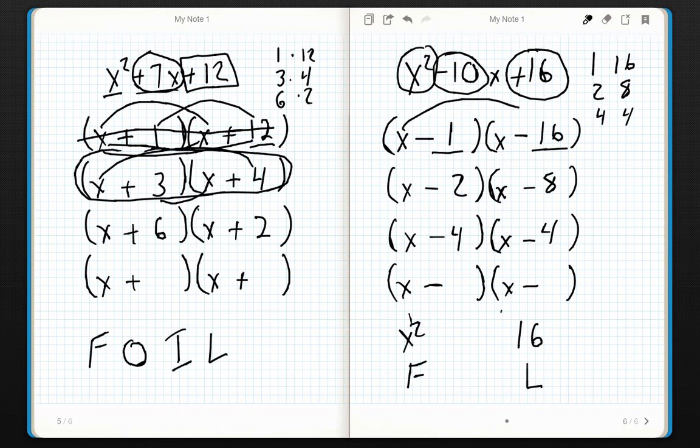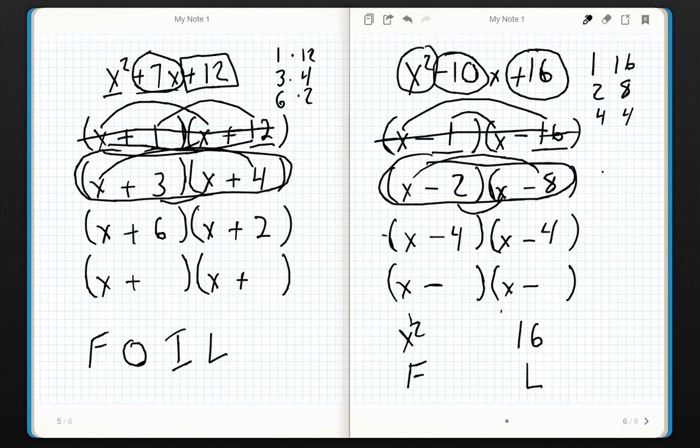So we've got x times negative 16, which is negative 16x, and negative 1 times x, which is negative x. Those two combine to be a negative 17x. Not it. Our next one, we have x times negative 8, which is negative 8x, and negative 2 times x, which is negative 2x, and a negative 8x and a negative 2x combine to be a negative 10x. Wow, I found it again. Excellent. So I don't even need to go any further. That's it. It's x minus 2 times x minus 8.